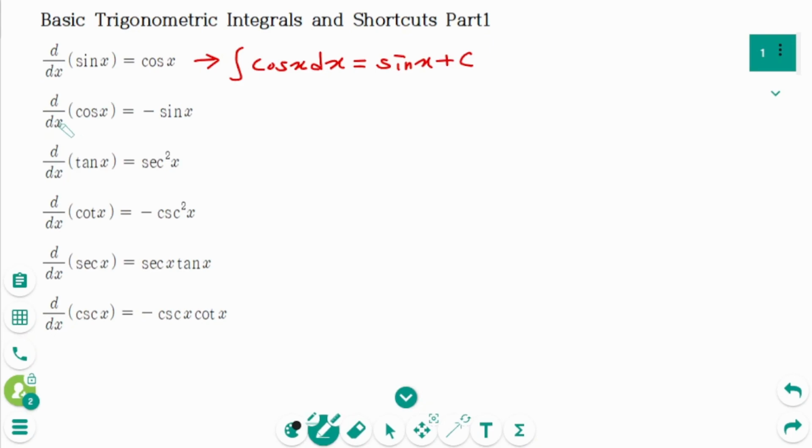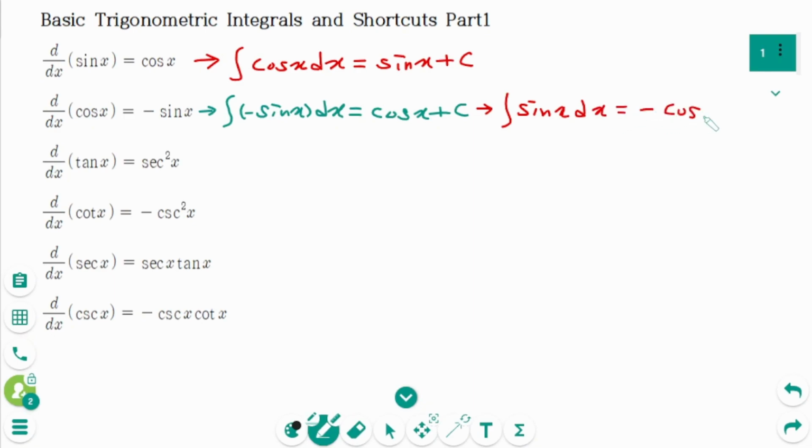Derivative of cosine x is minus sine x. So, integral of minus sine x dx equals cosine x plus c. Then times minus 1 on each side. Integral of sine x dx equals minus cosine x plus c.